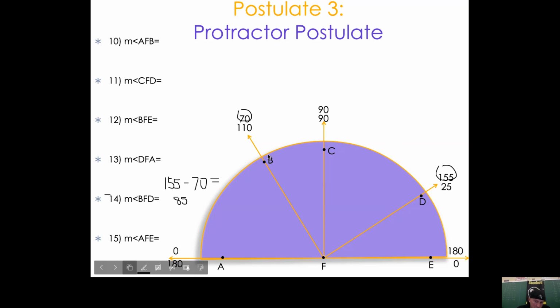Now, if you really had a protractor, you could count the 85 little spaces, which are degrees, between these two rays. But it's a whole heck of a lot easier just to subtract to find that angle measure. That's your protractor postulate.